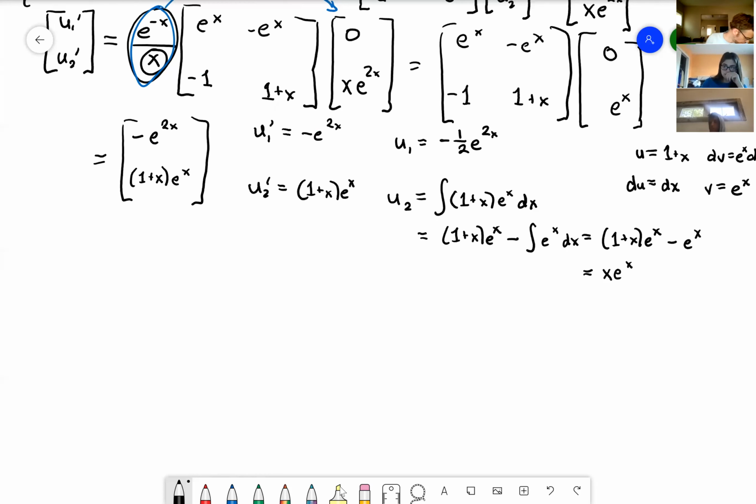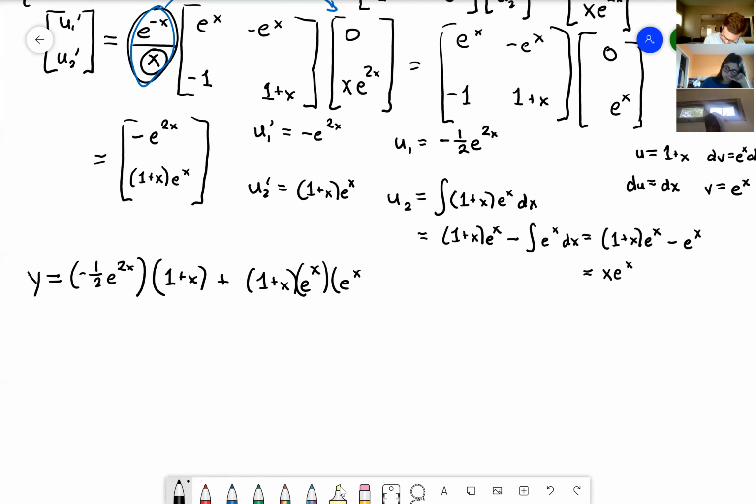Now we get our solution. Well, we'll just get the particular solution, and then you can combine it with the general homogeneous solution in order to get the full solution. But anyway, maybe it would be good to do this all at once. So this is going to be u1, negative 1/2 e to the 2x, times y1. Now, what was y1? We decided that that was going to be 1 plus x, if I recall correctly. So that's 1 plus x, and then plus u2, which is 1 plus x e to the x, times our y2, which, if I'm recalling correctly, is e to the x. Okay, so that's our particular solution.